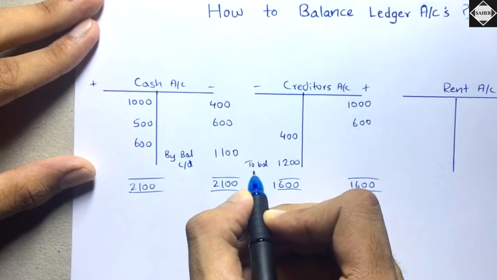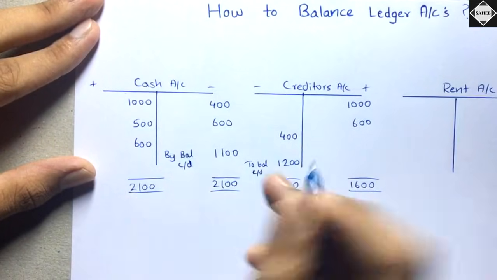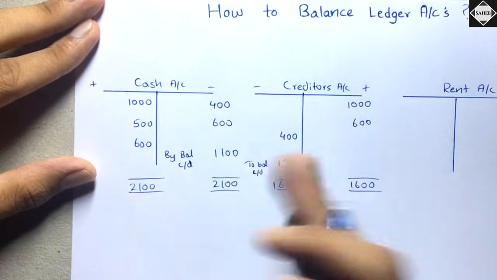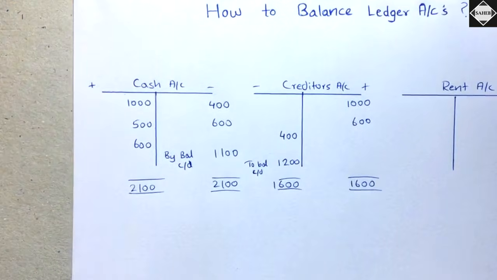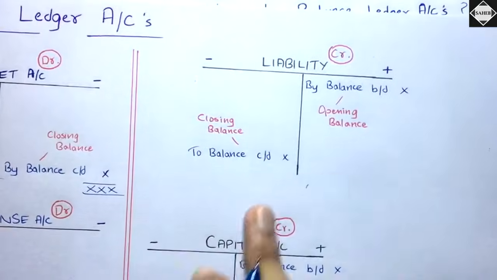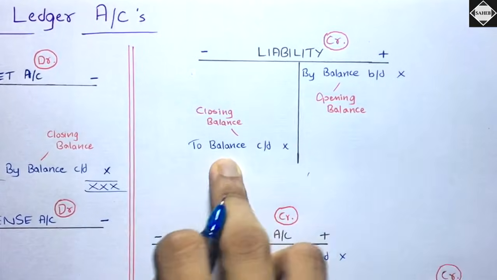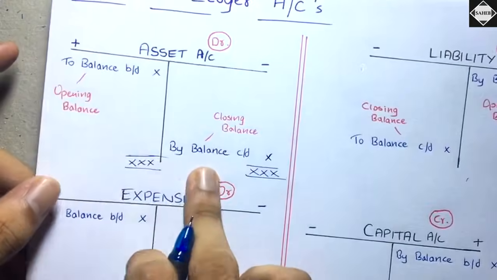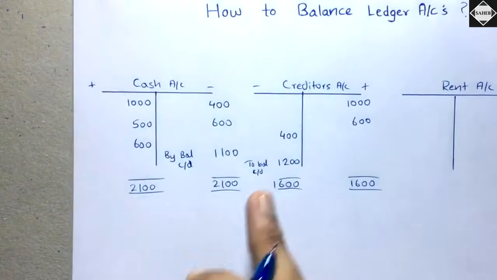So you will write over here: to balance carried down. Here it was by, here it is to, isn't it? Because this is on the credit side, this is on the debit side. I have already explained to you that the creditors, the liability account, will always have the closing balance on the debit side. And for the asset account, always on the credit side. So these are the closing balances.